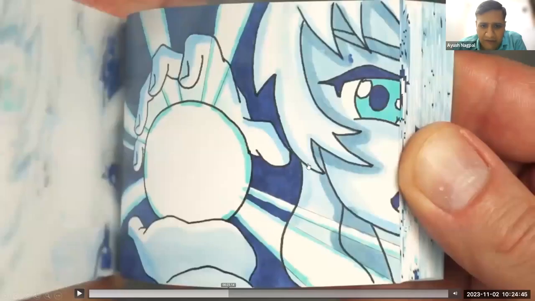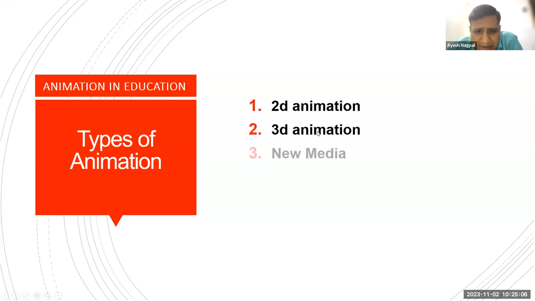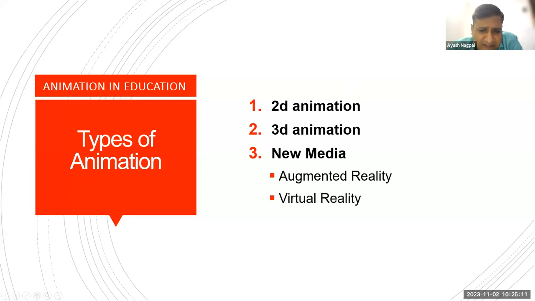Okay, now moving on, let's understand what the different types of animation are. What are the different types of animation films? Now the first type is 2D animation, two-dimensional animation. Then there is 3D animation, and then there is new media. New media are a lot of emerging technologies which are now evolving. Augmented reality and virtual reality are two of them. There are many of them.